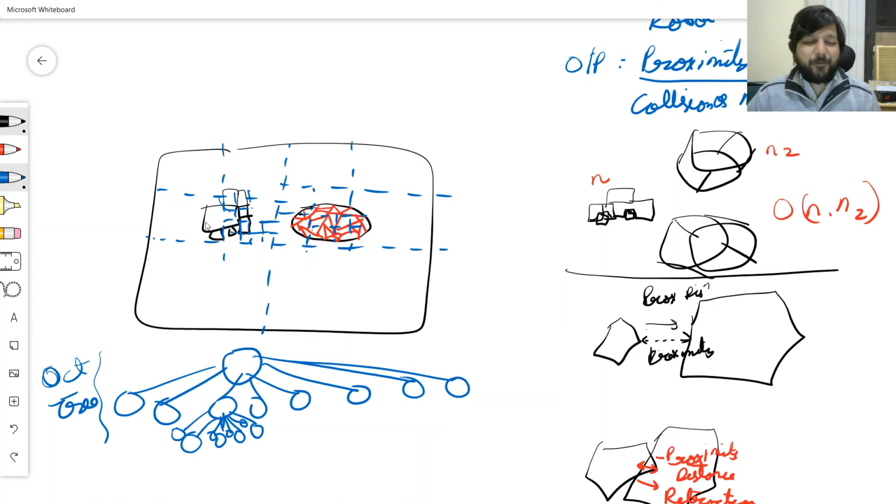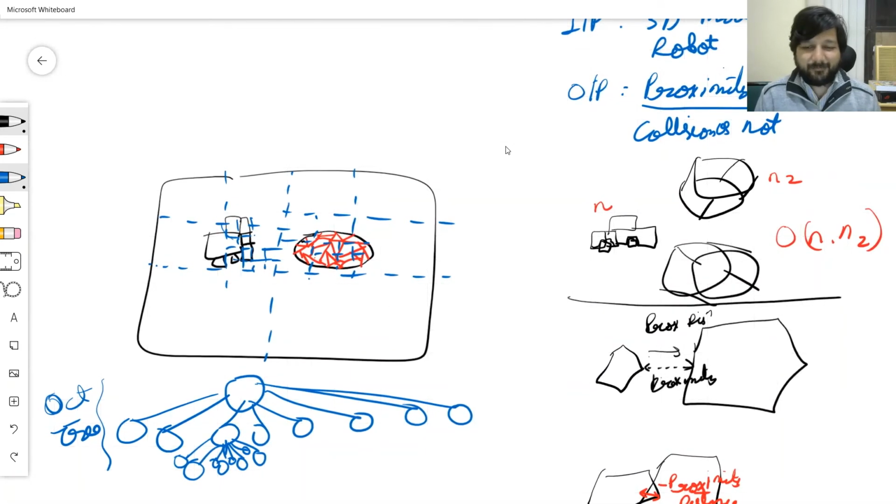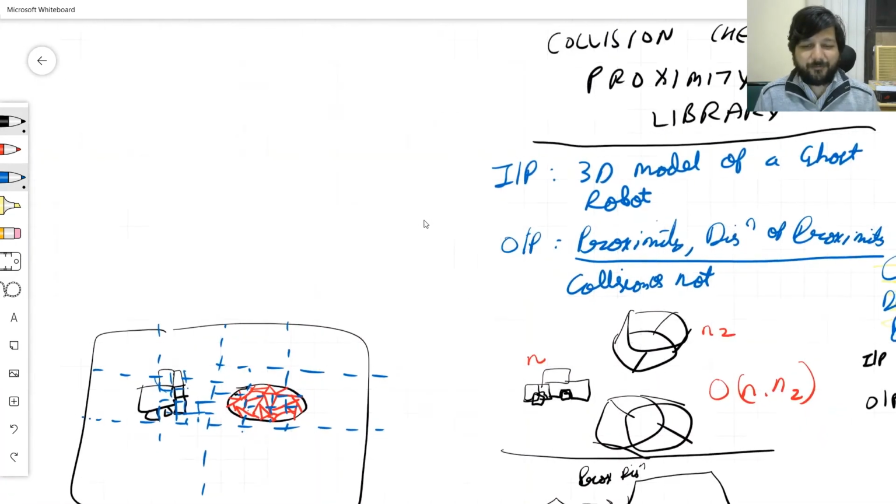And therefore, if you need to check for the collision, you recursively travel this tree of the area specified by the robot, you recursively travel the area of the entire map, and you see whether there's a possibility that the two trees have some region in common and they intersect. And that's what makes proximity queries a lot faster.